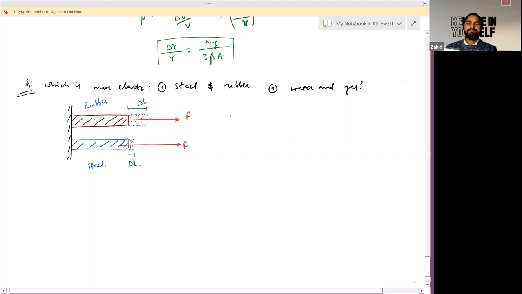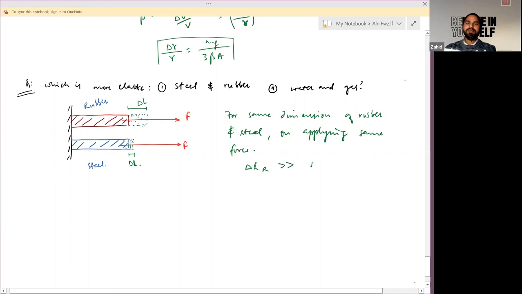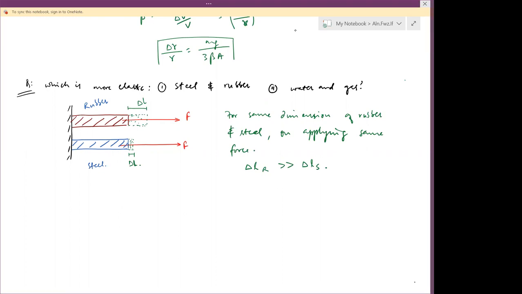So you'll say, for the same dimensions of rubber and steel, on applying the same load or force, delta L in rubber will be more as compared to delta L in steel. Is it clear? Yes, sir.